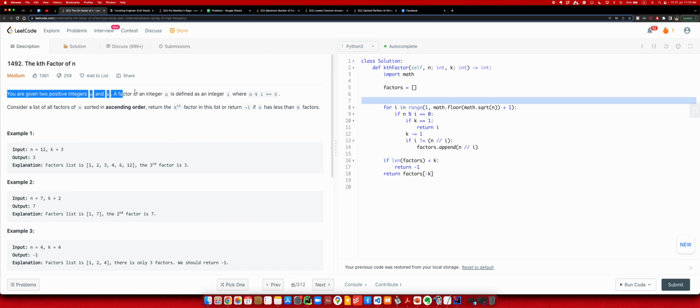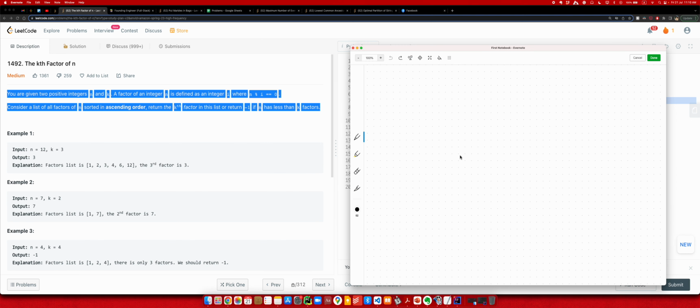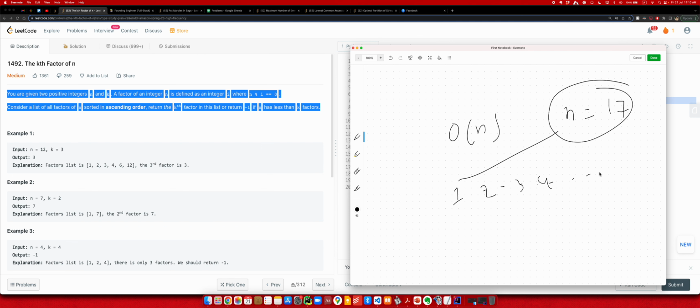So basically, this is a very easy problem to solve in O(n) time complexity. Let's say you are given n equal to 17. What are the possible factors of 17? They may reside between 1 ... up to n. These are the candidate factors, right? And you can check one by one and deduce whether that's a factor or not. Then you just need to find the kth factor in ascending order.